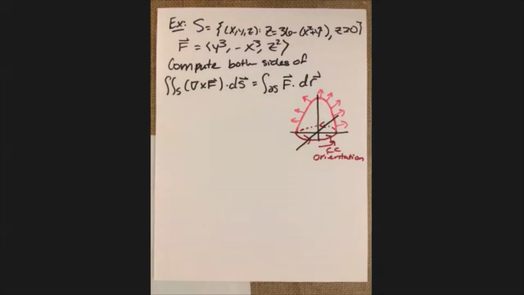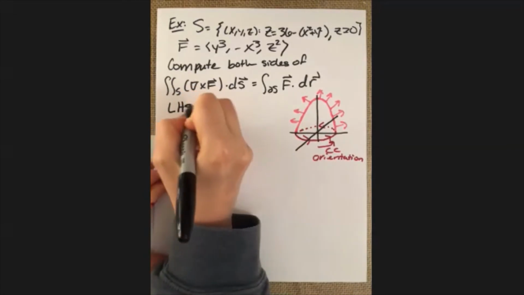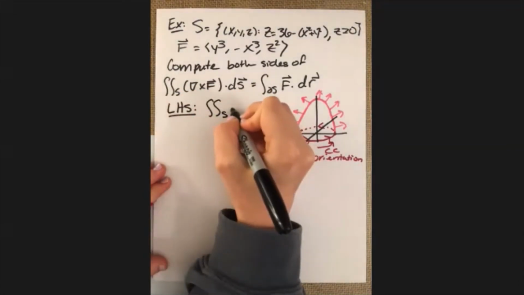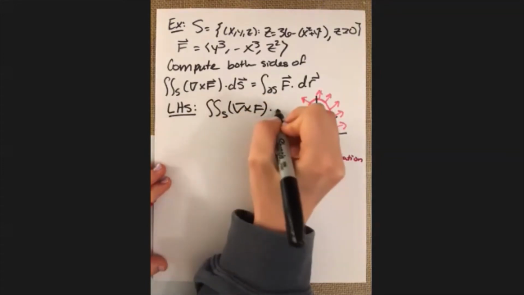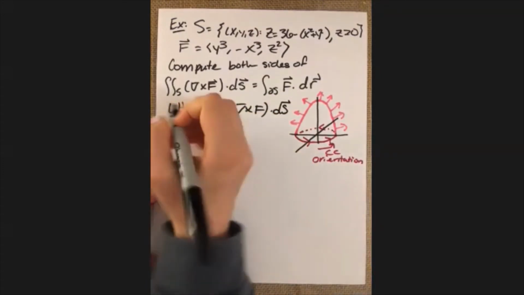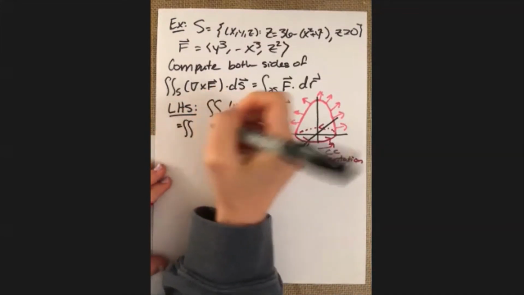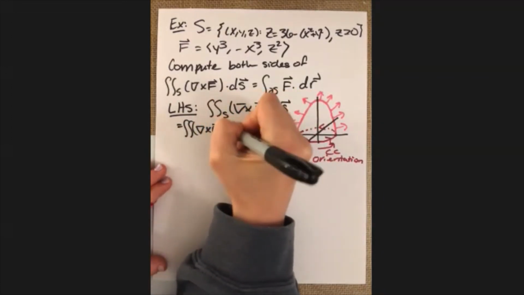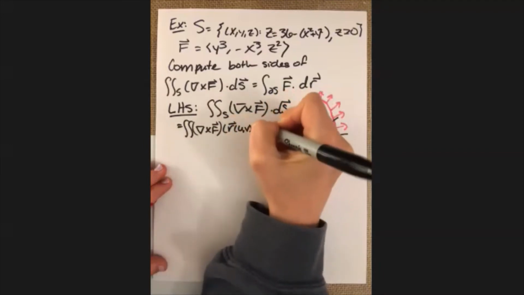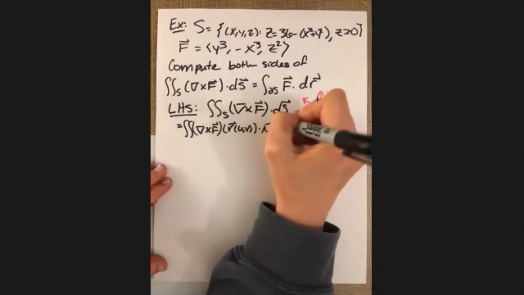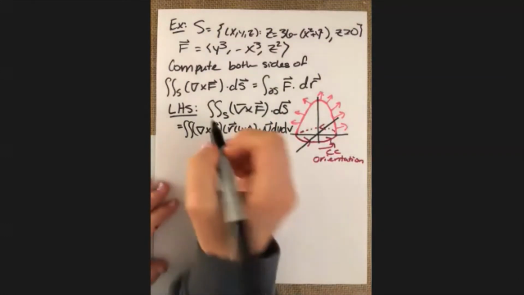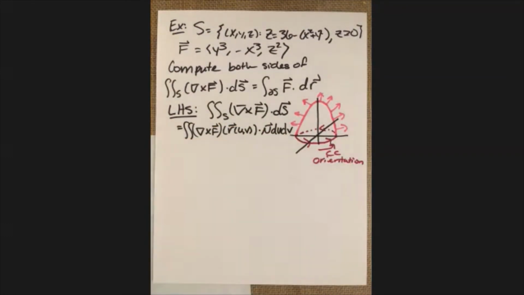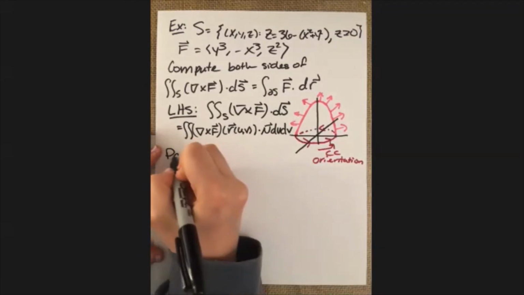Okay. So the first thing we're going to do is work with our left-hand side. That's the double integral over the surface of the curl of f dot dS, which we had said earlier was equal to the double integral of curl of f evaluated at r of u v dotted with a normal vector du dv. This time, our best option for the parameterization is cylindrical coordinates.